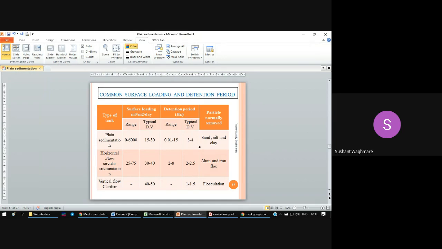In case of plain sedimentation, these are the different particles which are removed. The next is the horizontal flow circular sedimentation tank, where surface loading will be taken as 30 to 40 meter cube per meter square per day, and detention period is given as 2 to 2.5 hours. In case of the vertical flow clarifier, the surface loading is taken as 40 to 50 and detention period is given as 1 to 1.5 hours.